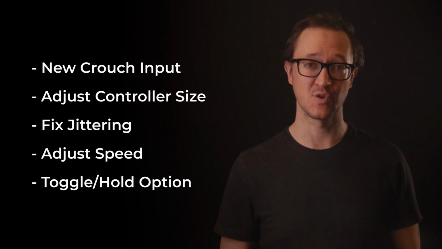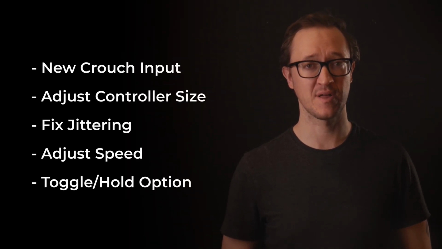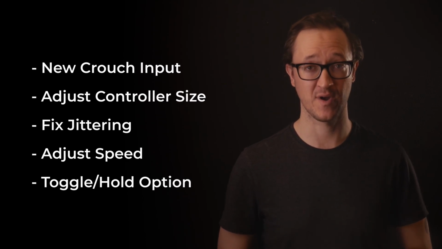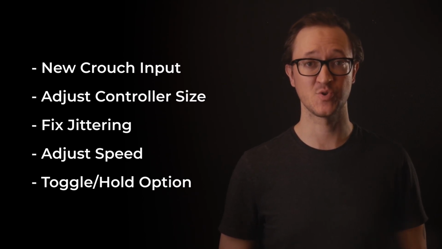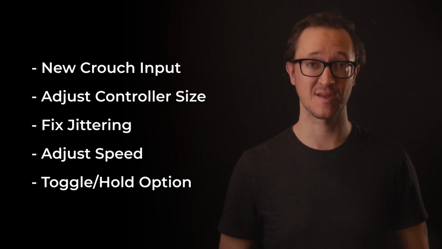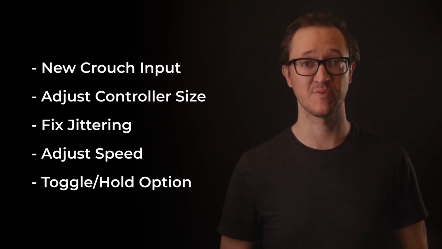I'm building an FPS from scratch in the Godot Engine, and today we're adding crouching. The goals for this video are to add a new input for crouching, adjust our player size and collision when we crouch, and fix some common issues like bugging out when uncrouching, adjusting movement speed, and giving the player the option to toggle or hold the crouch button.